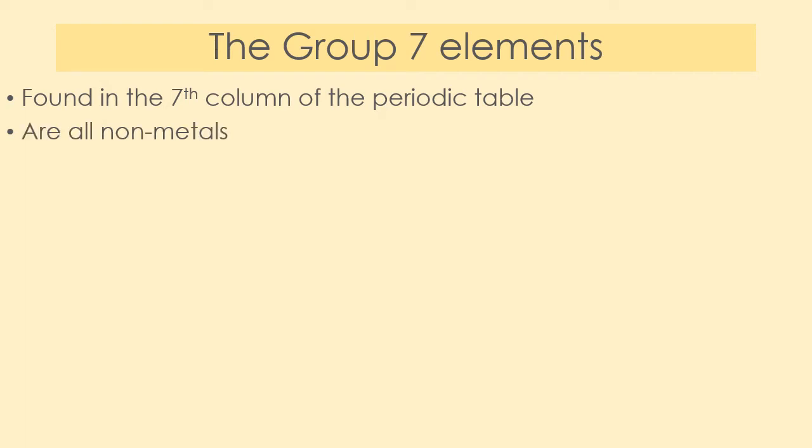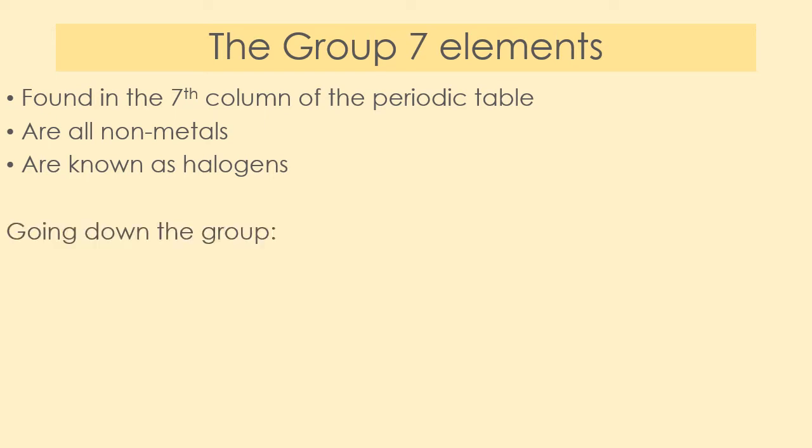They are all non-metals. They're found on the right-hand side of the periodic table to the right of that stepped line. They are non-metals. And we call them the halogens. And they are known as the halogens. And again, like all groups of elements, they react in similar ways to each other.